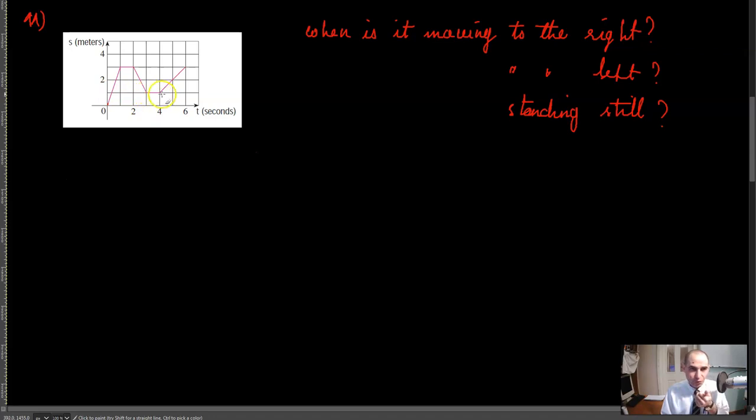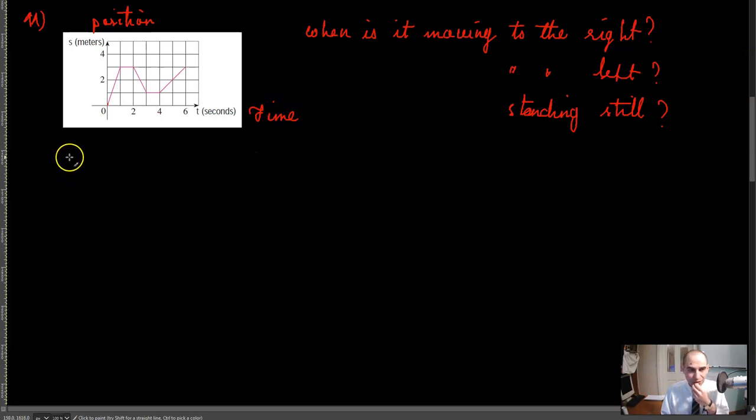And then for 1 second, it's standing still again, from 3 seconds to 4 seconds. And from 4 seconds to 6 seconds, it's again moving towards the right. So it's right, left, and right. And so this is basically position versus time. This is the position versus time graph of this motion.